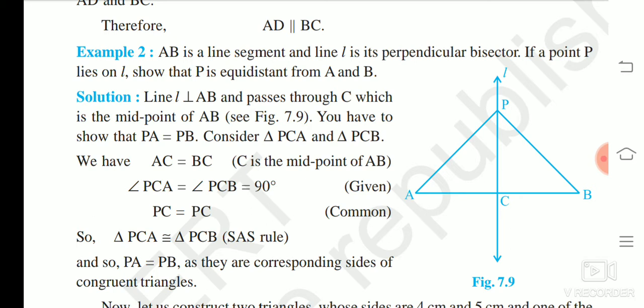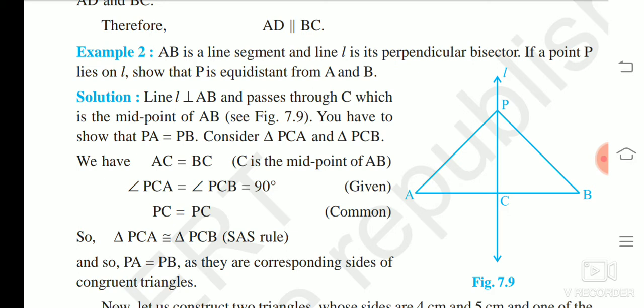Consider two triangles PCB and PCA. Here PC are equal lengths, no? So in between these two sides AC and BC you have 90 degrees. So under the SAS congruence rule, the triangles PCA and PCB are congruent by SAS rule. Right. Next we need to tell PA equal to PB.